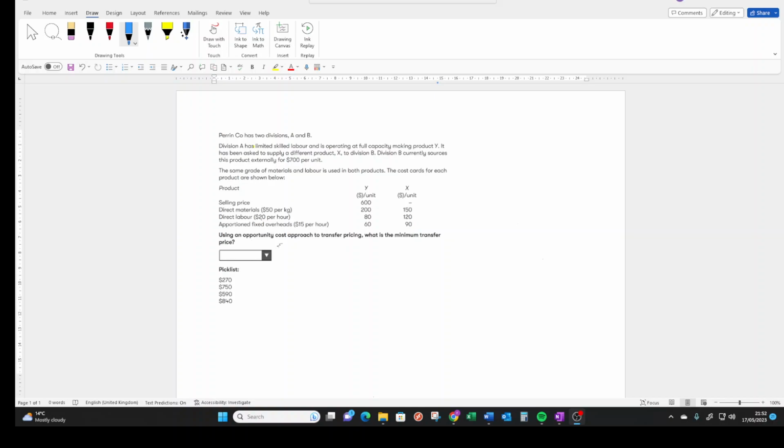It's a transfer pricing question, as you can see down here. Use an opportunity cost approach to transfer pricing, and we need to find the minimum transfer price.